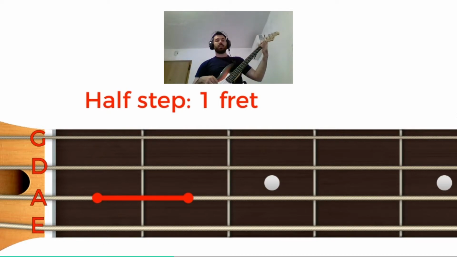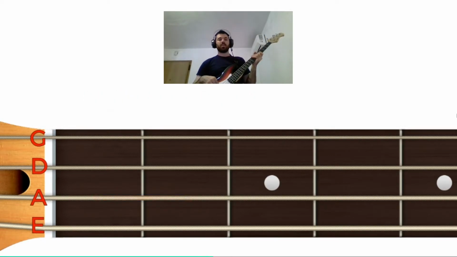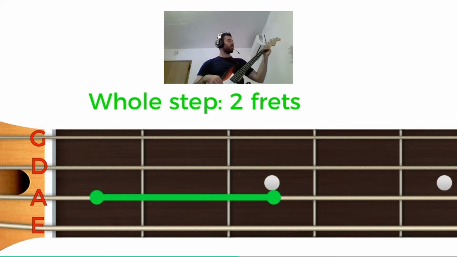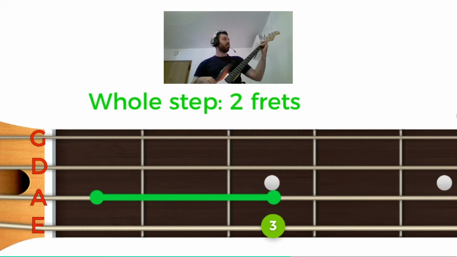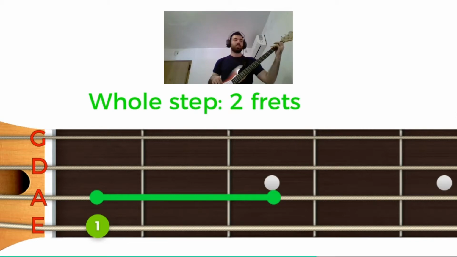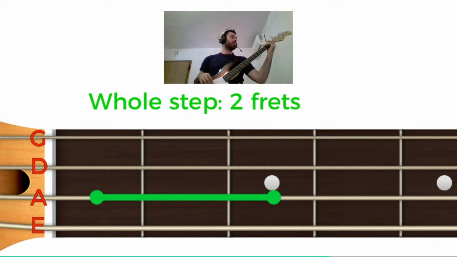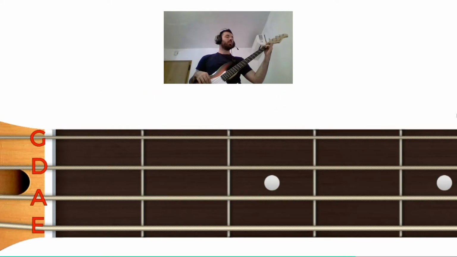Notice that a half step sounds a bit tense and tight, so it's used for this sound in songs. The other main distance to know about is called a whole step, which means a distance of 2 frets, double a half step. For example, if I play fret 1, then fret 3, I've just moved a whole step, skipping a note in the middle, 1, 3. Notice that a whole step sounds more sweet and open, where a half step sounds more tense.